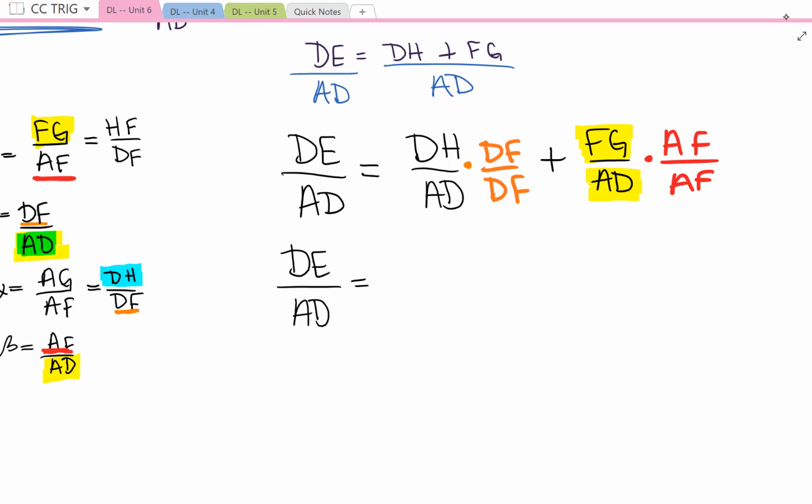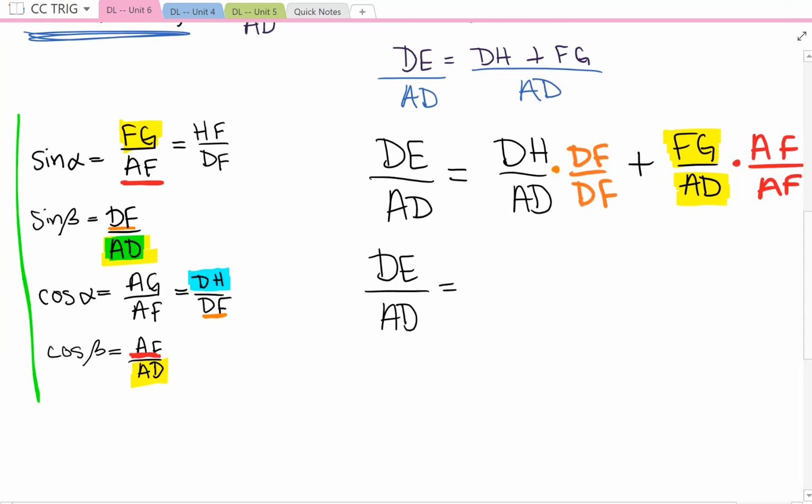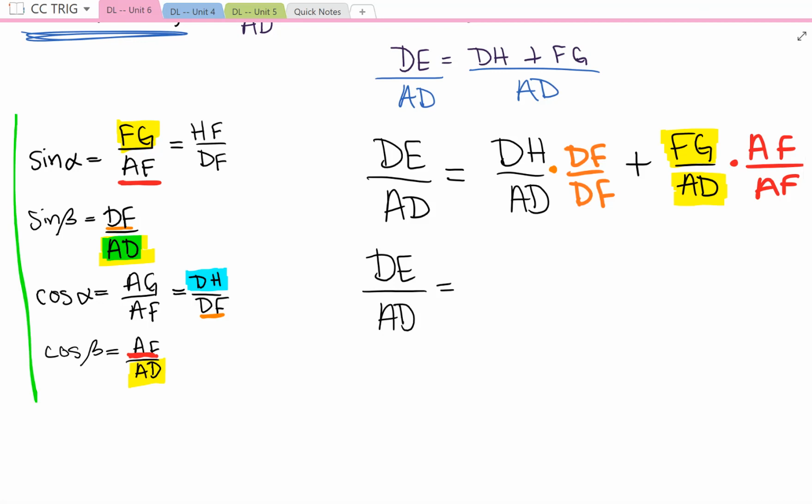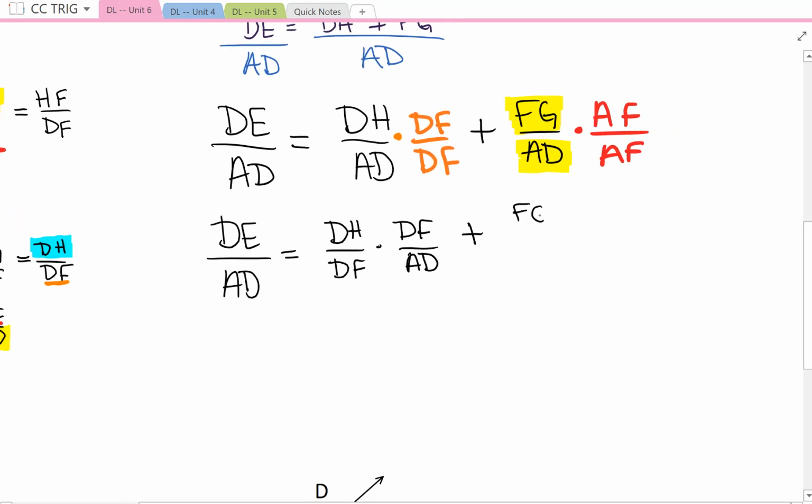When we multiply fractions, we multiply numerator times numerator and denominator times denominator. And because multiplication is commutative, 2 times 3 is equal to 3 times 2, it doesn't matter the order, we can rearrange the order so that these ratios look a lot more like the ones to the left. So we'll write DH with the denominator of DF times DF over AD. Same expression, same meaning. And here we'll write FG over this denominator, AF, and AF over the denominator, AD.